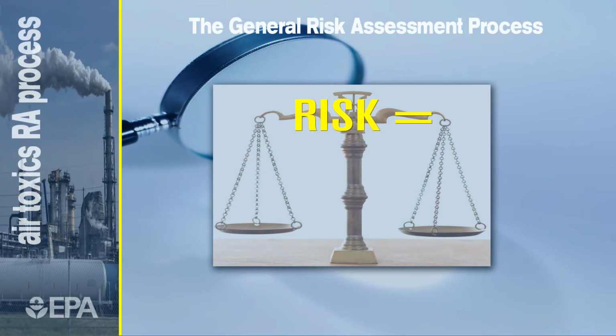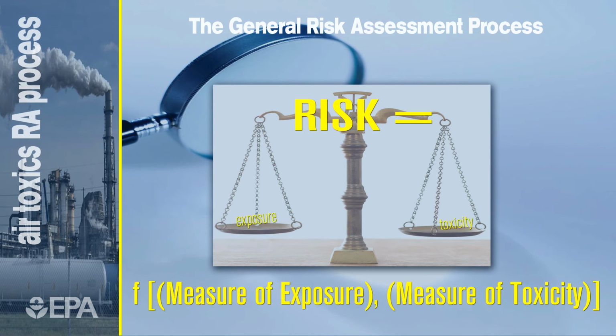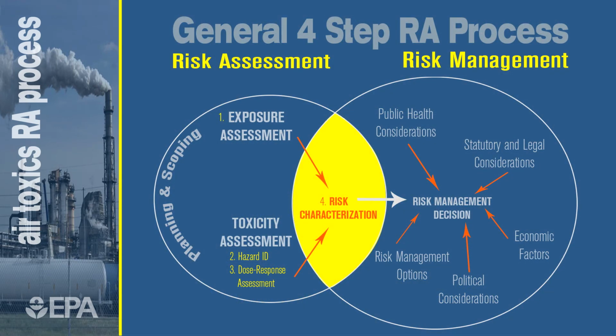So we can boil this 4-step process down to a very simple mathematical formula, what we sometimes call just the essence of the risk assessment. And that is that risk is a function of the measure of exposure and the measure of toxicity. So we can simplify it pretty easily. So I've given you a quick overview of the main parts of risk assessment, and that results in our risk characterization. So the obvious question is then, well, what happens next?